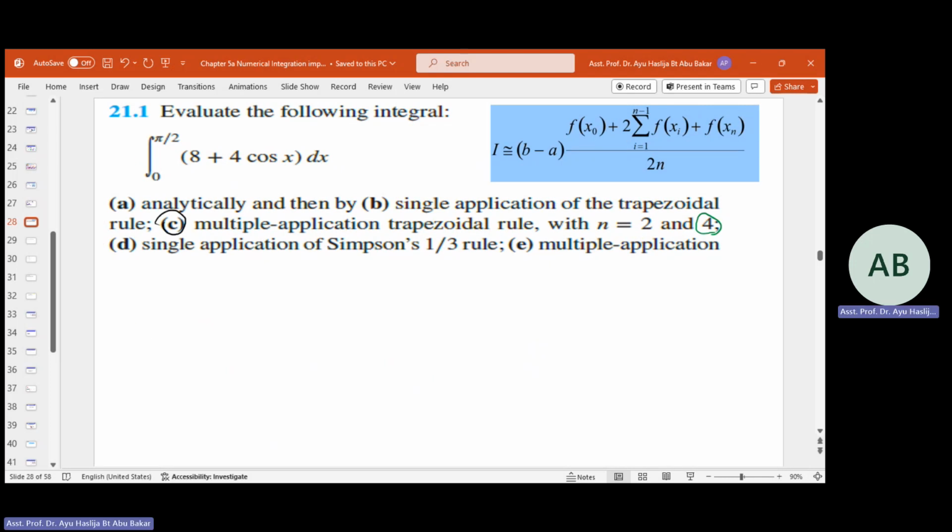Okay, we know that a is 0, b is pi over 2. This is the given range, from 0 to pi over 2. So using the trapezoidal rule with 4 segments, n equals 4. First things first, you need to find your h.